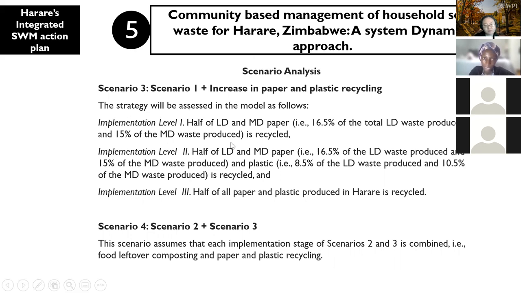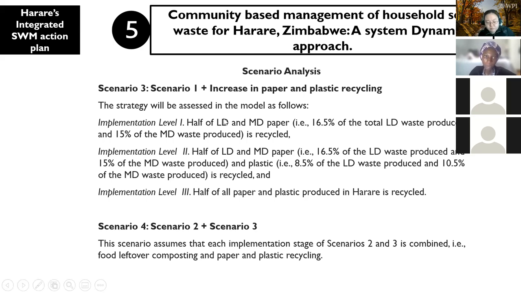So for implementation level one, we wanted to focus on what if we recycle half of the paper. Why paper first? Because it is the greatest amount of waste that is produced when it comes to dry waste. So we thought, what if we focus first on paper only, only in low density and medium density areas, which are the highest producers of waste, which made sense at that time. But as you will see in the results section later, the results came out quite different, because remember, the high density areas have the highest population. So basically low density and medium areas only have like 0.4% of the population.